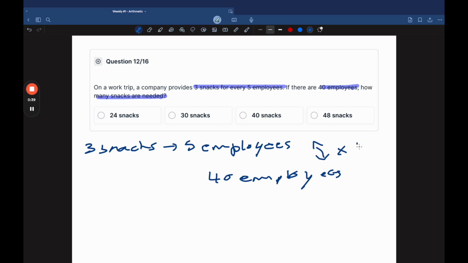Step 3. Solve the proportion. To solve for x, cross-multiply and divide. 3 multiplied by 40 equals 120. 120 divided by 5 equals 24. The company needs 24 snacks for 40 employees.